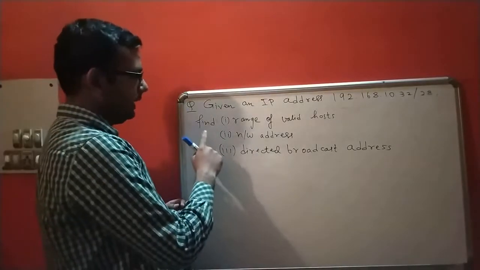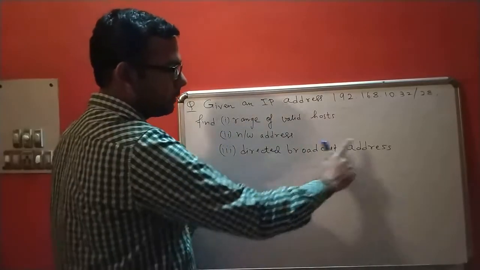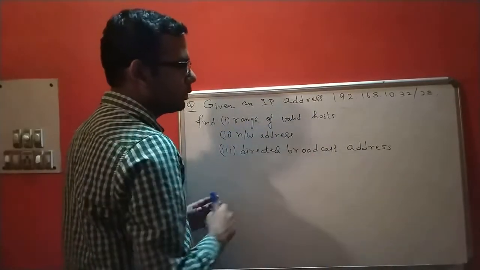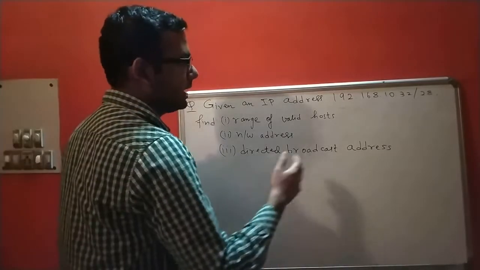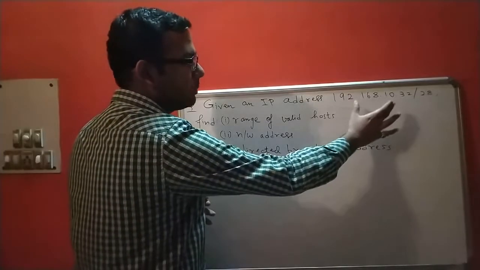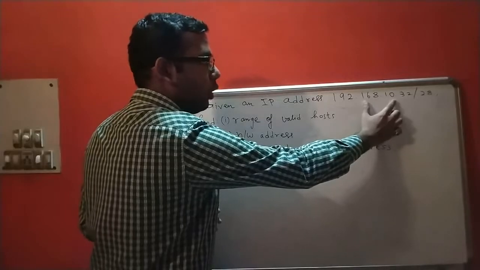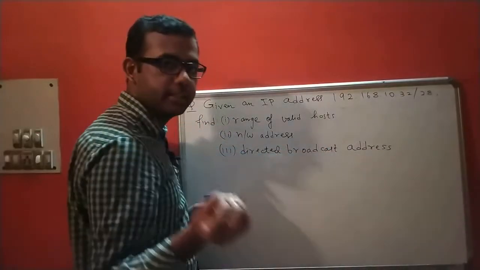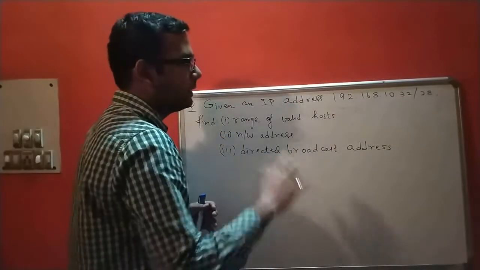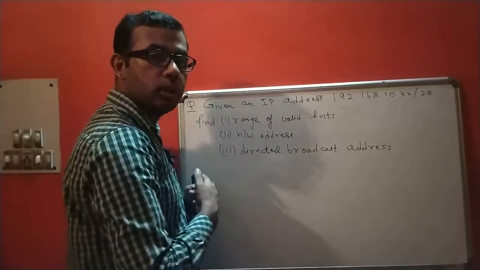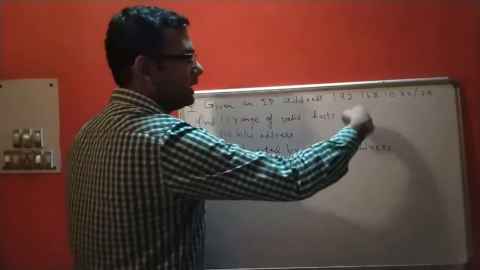And we are being asked to find 3 things: the range of valid hosts, the network address, and the directed broadcast address. So range of valid hosts means the range of IP addresses that we can find for the network of which this host is a part. See, this IP address represents the address of a host, right? So this host will be part of a network, and we are trying to find the total number of valid IP addresses or the total number of valid hosts that are present in this network.